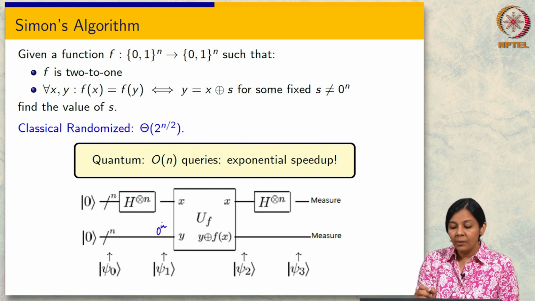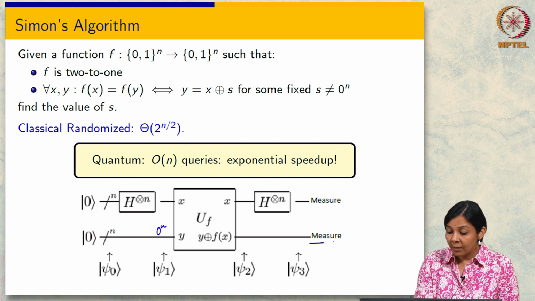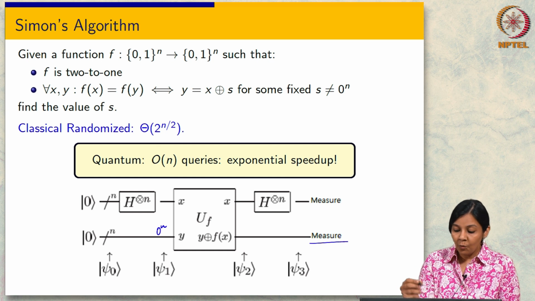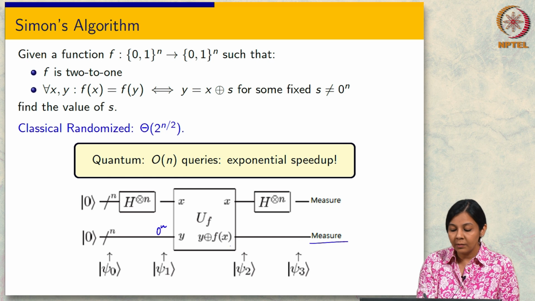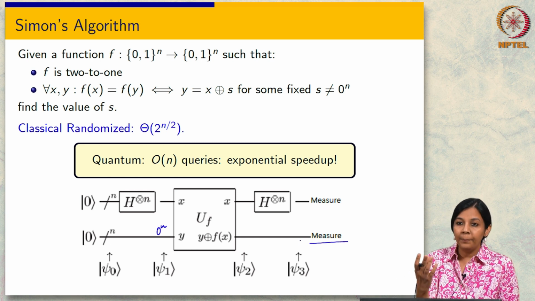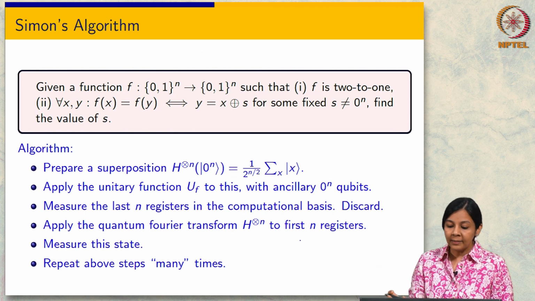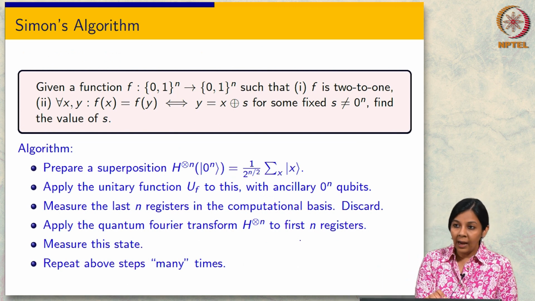When the wires come out of the function, we actually measure the last n qubits first. This is going to be our step 3: measure the last n qubits, then apply the Hadamard again on the top n qubits and then measure. For being explicit, I've written down the algorithm here. This is what we had in the picture.